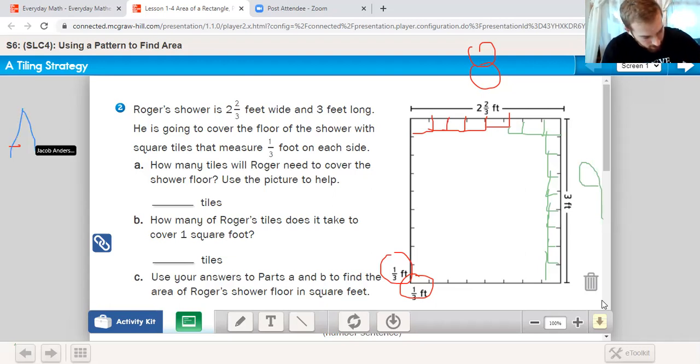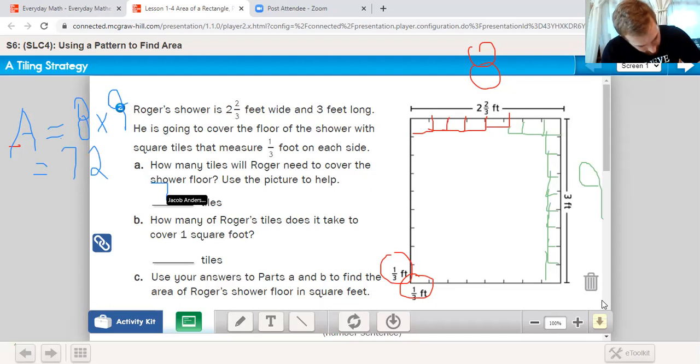So I'll write area equals 8 times 9. Pretty good, right? And then if we know our 8's times table, we're going to know that's 72. And we have 72 tiles on the shower floor. So I'm going to go ahead and write 72 here. 72. Boom, there we go. We got part A.